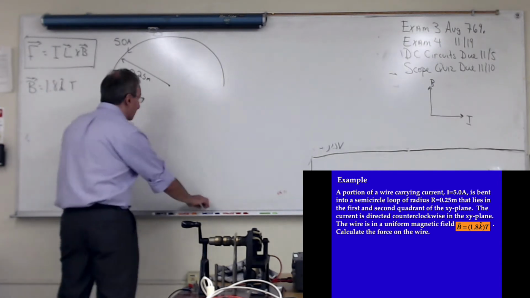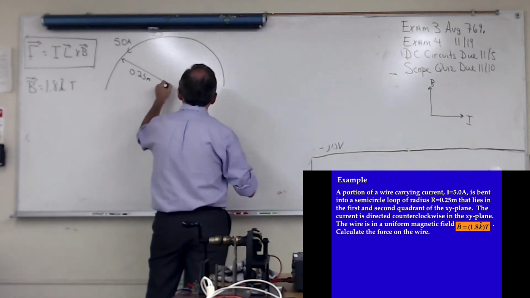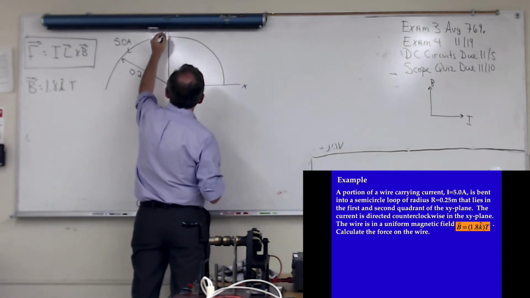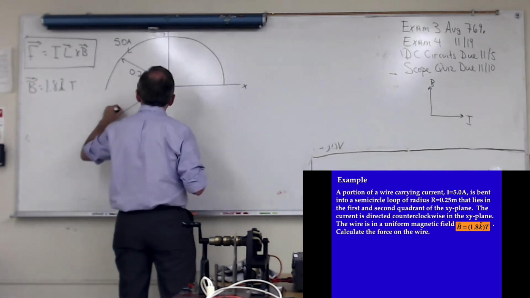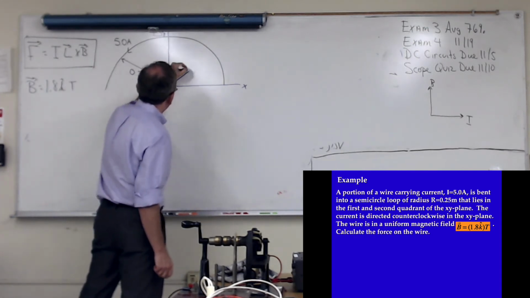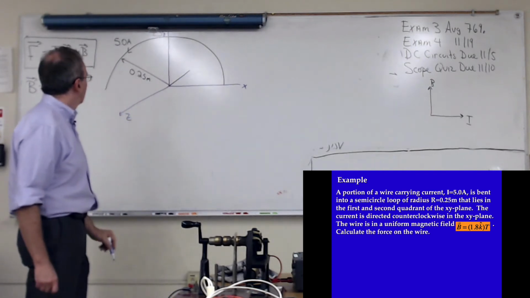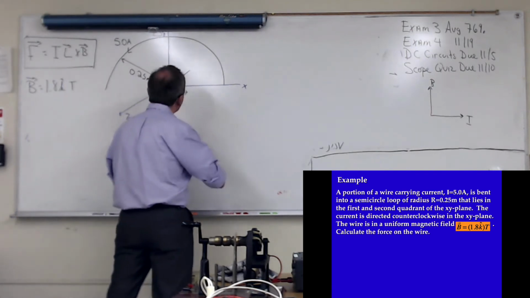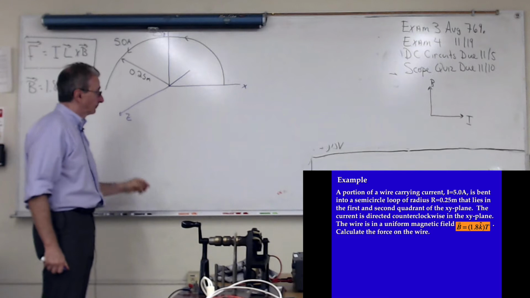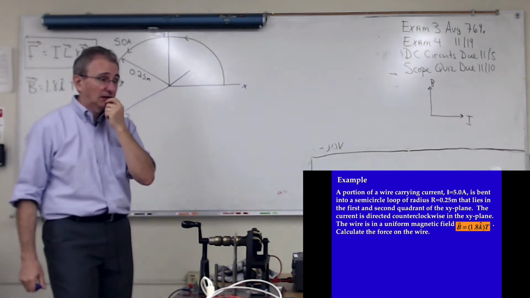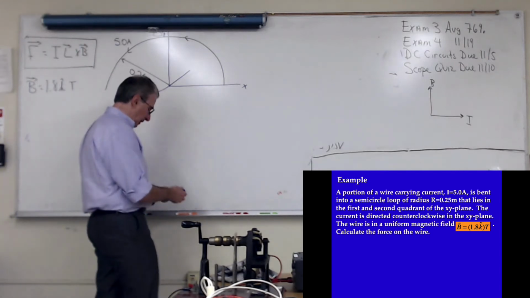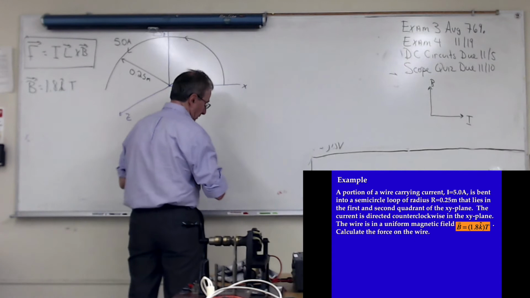Let me define my coordinate system in this problem. It's X. This is Y. And that's Z. And so the current, let me draw one more arrow for the current, like that. And I'm going to do this the hard way. I'm going to break this up into teeny tiny pieces. I'm going to break it up into a ds.